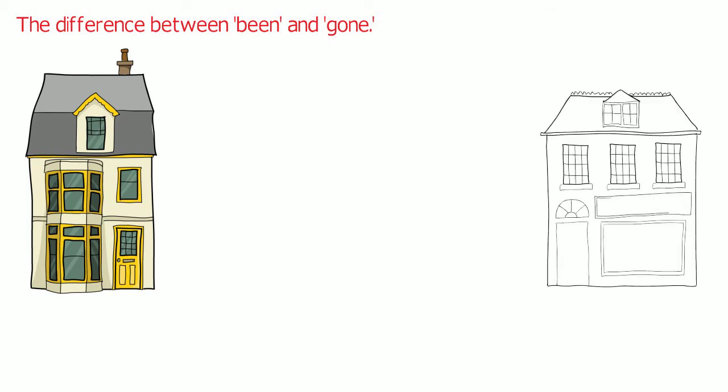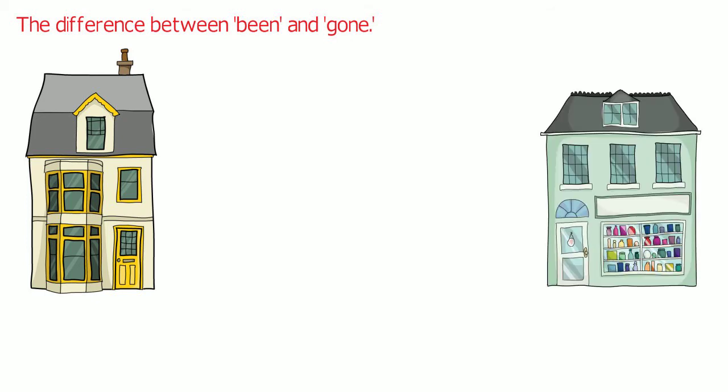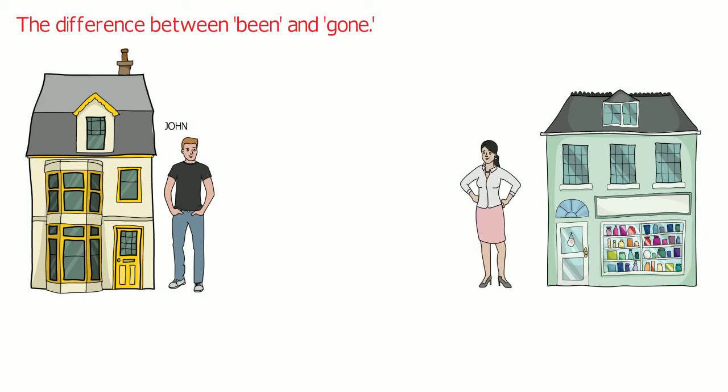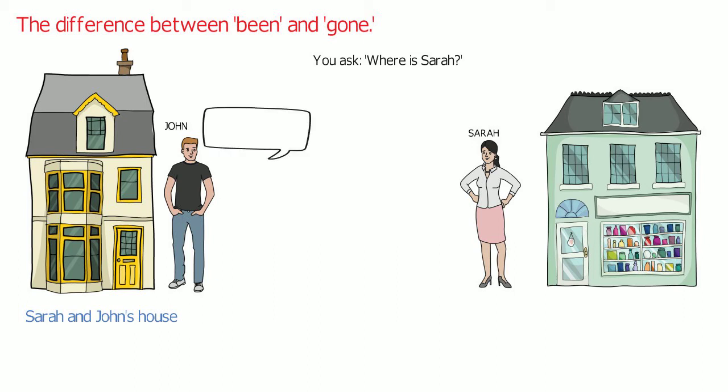First, let's start this lesson with been from the verb to be and gone from the verb to go. This is John and this is his wife Sarah. They live together in this house. One day you go to their house and ask John, "Where is Sarah?" John says that Sarah has gone to the shops. Has gone.